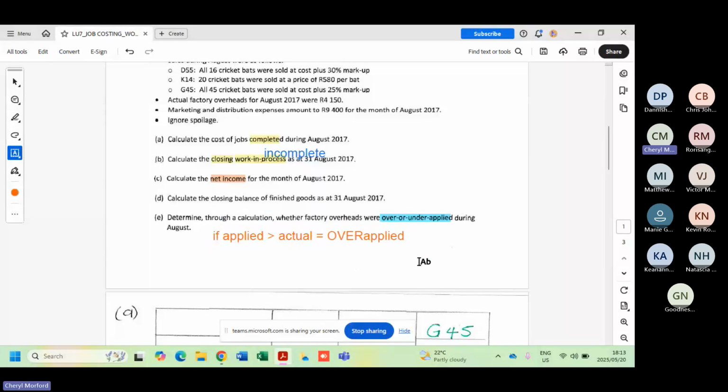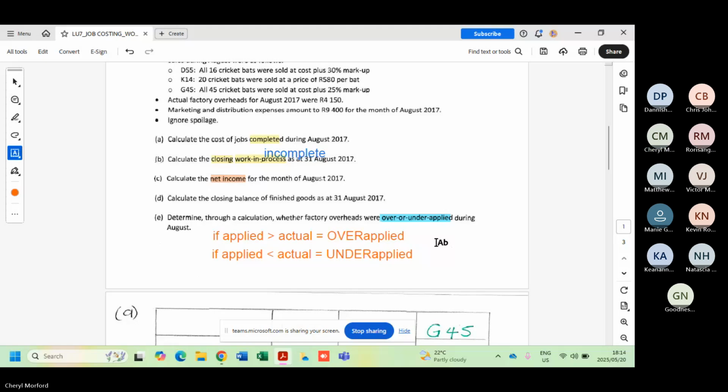So once we've done our calculation, we're going to add together all the ones that we have applied. We will read the question, and it will tell how much the actual one is. So we subtract, we find the difference, and then we say which way around it is. If, however, the applied ones are less than the actual, then that means that we under applied them. So it's always nice to start with an overview and keep it simple, because sometimes when we get stuck into a long question, you can't see the wood for the trees.